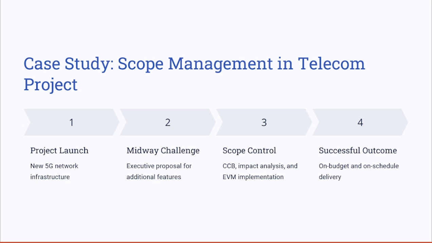The key lessons learned from this case study are that defining a change control process is helpful to prevent unnecessary scope expansion. Also, the EVM, or earned value management, helps you as a project manager to track the scope completion and manage expectations. Remember that stakeholder communication is key in scope-related decisions.